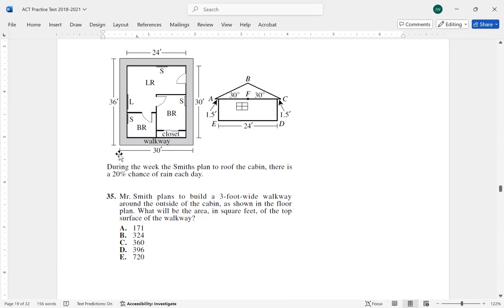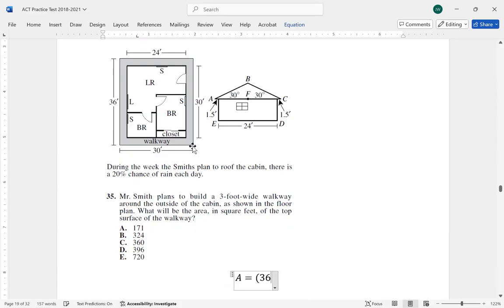And you'll notice that the longer length is 30 feet. The shorter length is 24 because we had to subtract 3 on the left-hand side and subtract 3 on the right-hand side. So if I want to figure out the square foot of the walkway, all I'm going to do is take the area of the outside rectangle minus the area of this inside rectangle. So the area of the walkway is the area of the outside rectangle. The outside rectangle has 36-foot length and 30-foot width.